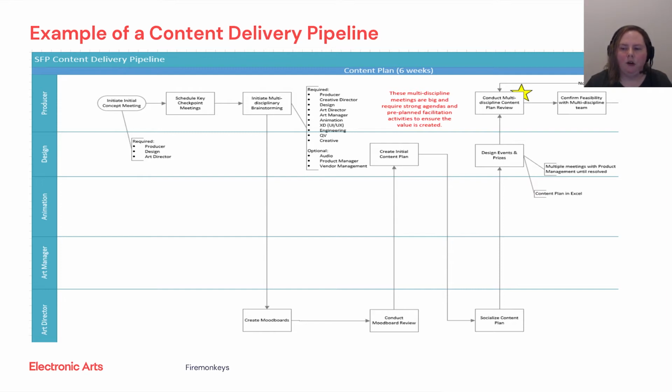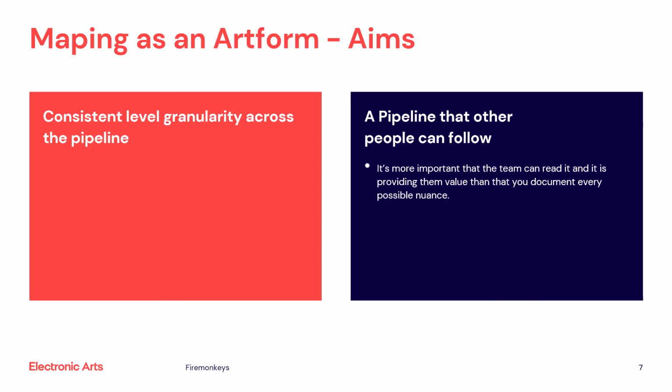Process mapping is an art form. You are not trying to document every little detail. Rather, you want to aim for two things. First, a consistent level of granularity across the pipeline. And second, a pipeline that other people can follow. It's more important that the team can read it and it's providing them value than that you document every possible nuance.